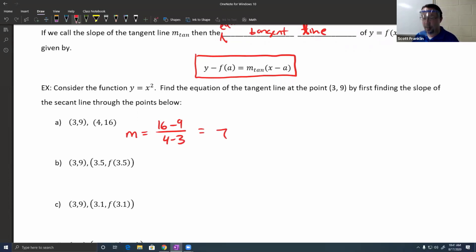7. Okay. So what I'm now going to do is I'm going to move from being, you know, I was at 3 and 4. I'm going to move closer, right? And now I'm going to be at 3 and 3.5.